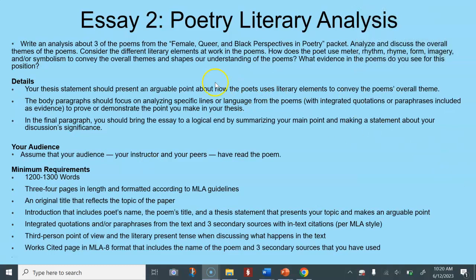Okay. Essay two, poetry, literary analysis. You're going to write an analysis about three of the poems from the female, queer, and black perspectives in poetry packet. Analyze and discuss the overall themes of the poem. Consider the different literary elements at work in the poems. How does the poet use maybe meter, rhythm, rhyme, form, imagery, symbolism to convey the overall themes and shape our understanding of the poems? What evidence in the poems do you see for this position?